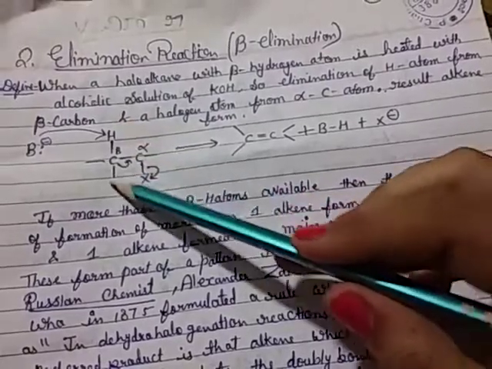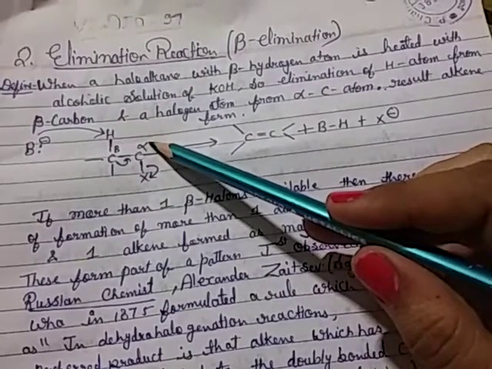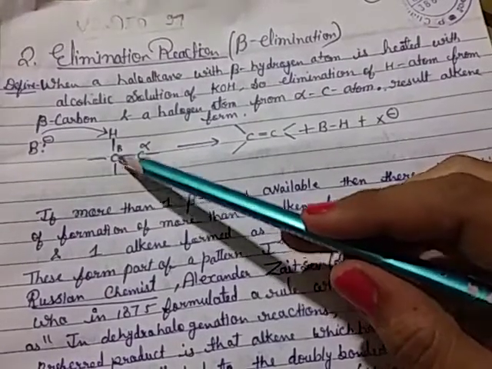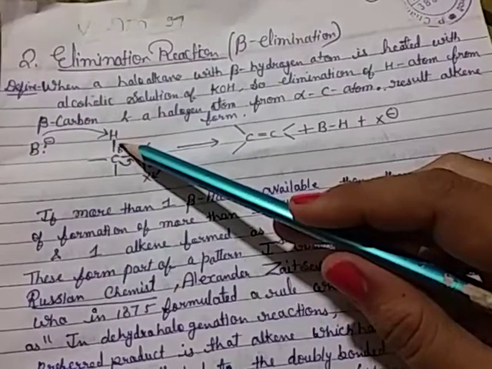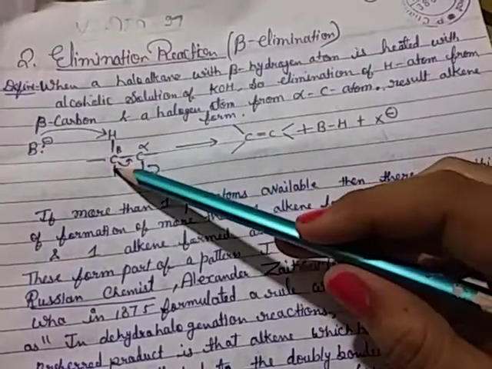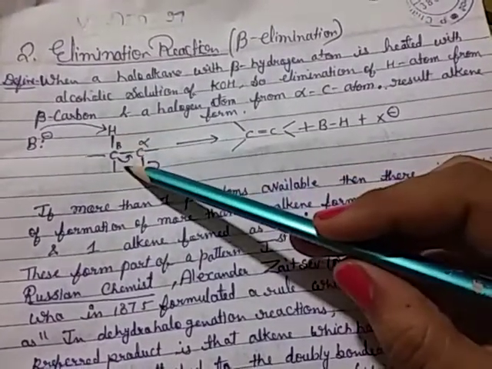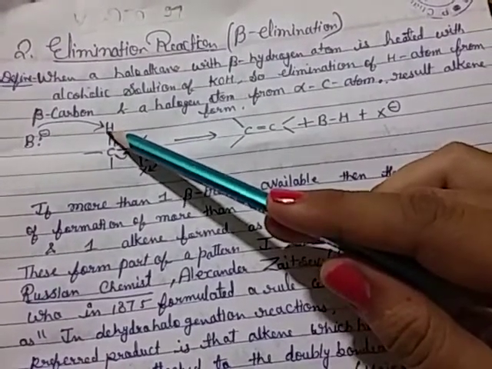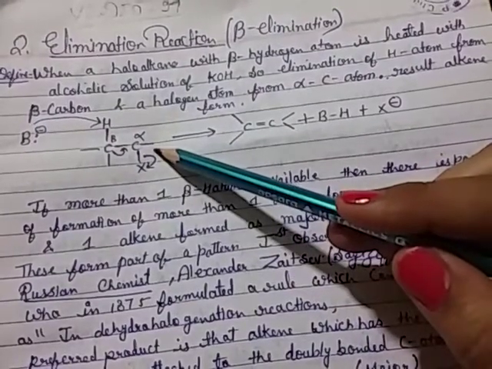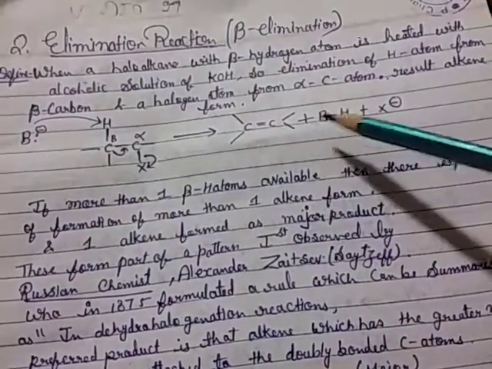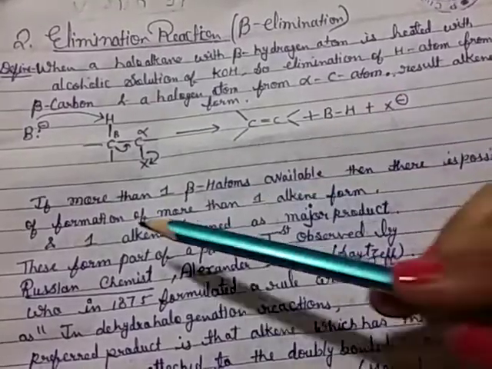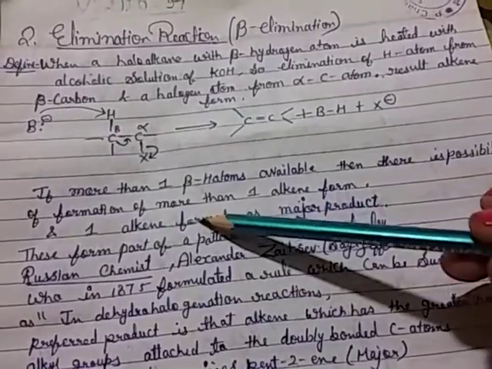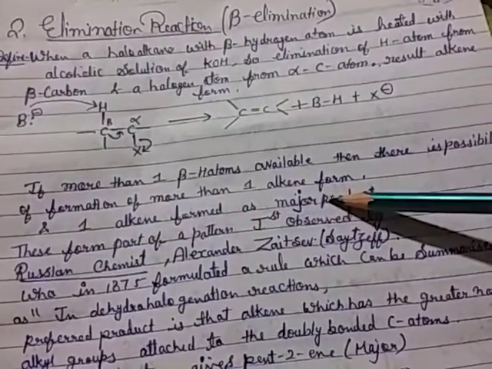So when a haloalkane with beta hydrogen atom, where the halogen is attached to the alpha carbon, the next carbon is beta, and a hydrogen atom is attached at the beta position, is heated with alcoholic solution of KOH, the hydrogen atom is eliminated from the beta carbon and the halogen atom from the alpha carbon, so an alkene is formed. If more than one beta hydrogen is available, more than one alkene may be formed.